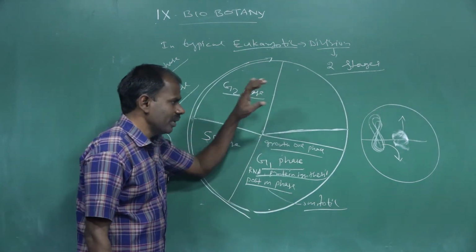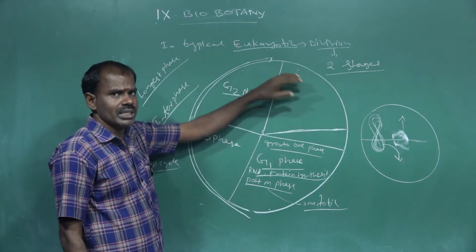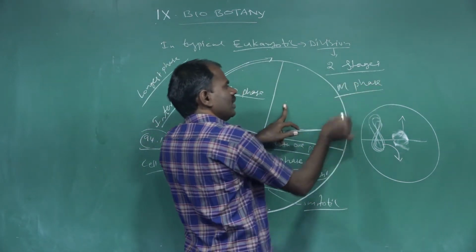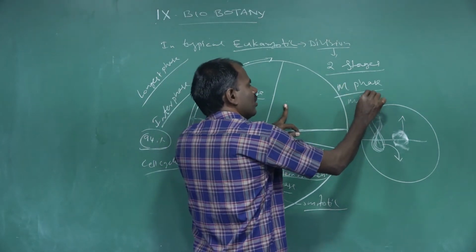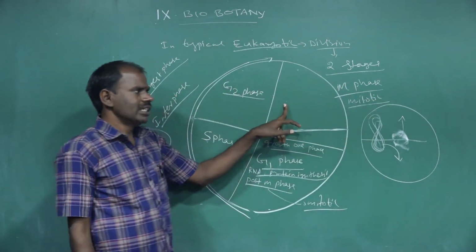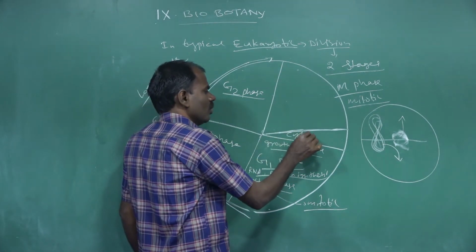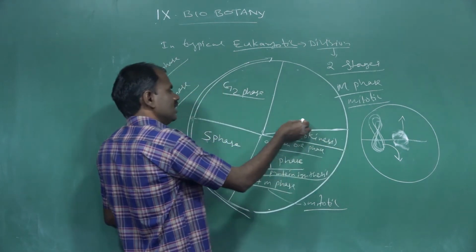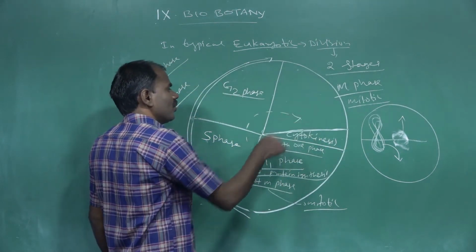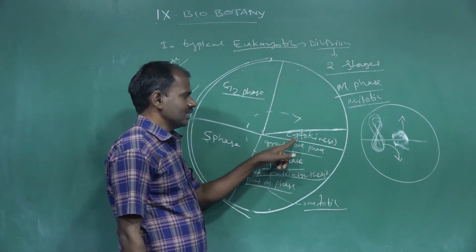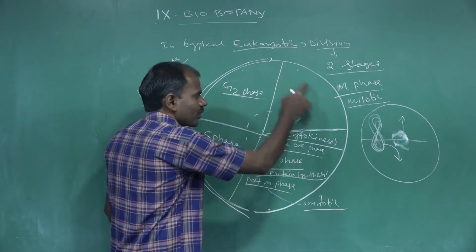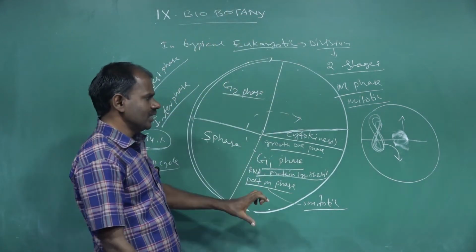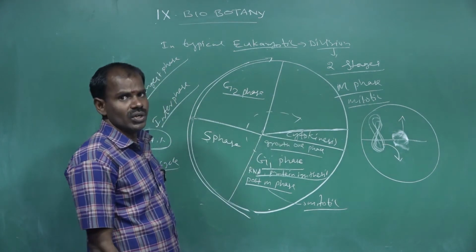So after completion of the mitotic cell division, this region is called the M phase. M refers to only mitotic cell divisions. This region is called the cytokinesis. In these regions only karyokinesis occurs. The next region is called cytokinesis. Karyokinesis followed by the cytokinesis process is cell division. The first division is only nuclear division.